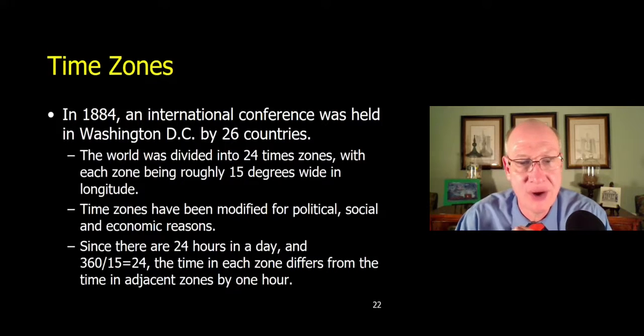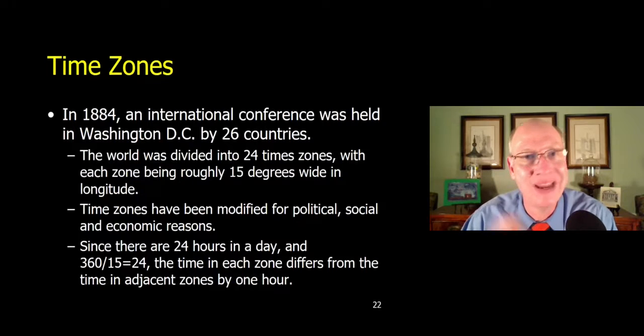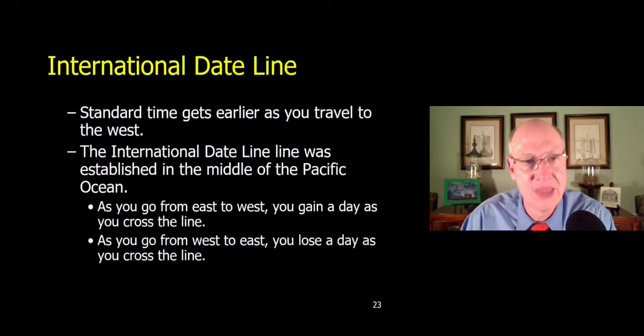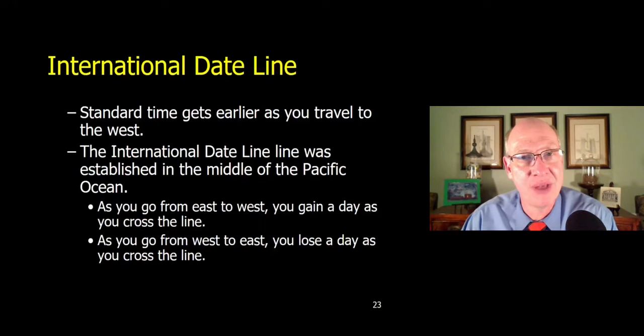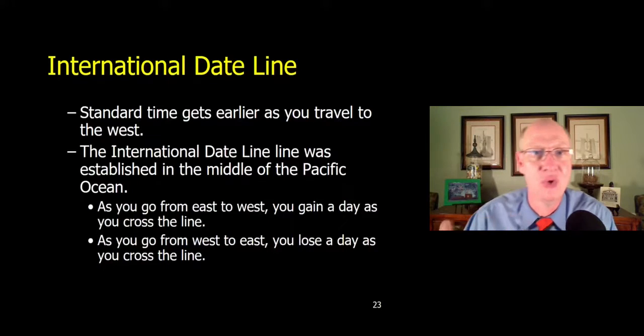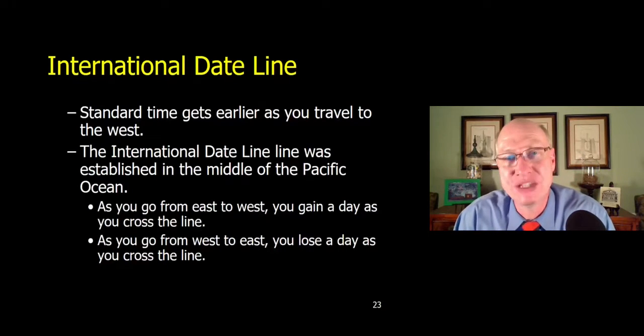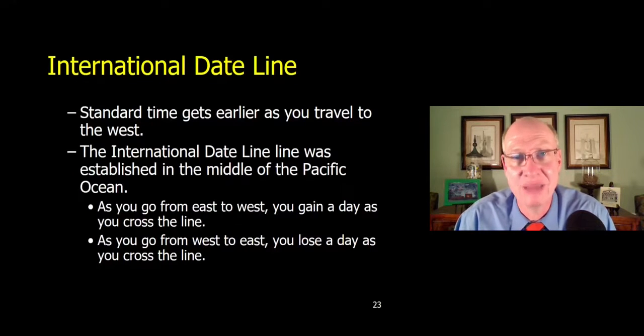Let's see. I've already said that 24 hours a day, 360 divided by 24 is 15, or 360 divided by 15 is 24. The important thing to remember is each time zone differs from the next time zone by 1 hour. Standard time gets earlier as you travel to the west, and it gets later as you travel to the east. And I think, actually, interestingly, because of television, most of you know this, we all know that if a program comes on at 8 o'clock Eastern, that's 7 o'clock Central. You've probably almost memorized that. You'll see things all the time that say, watch our program, 10 o'clock Eastern, 9 o'clock Central time. You know that when you go to the west, time gets earlier. When you go to the east, time gets later.